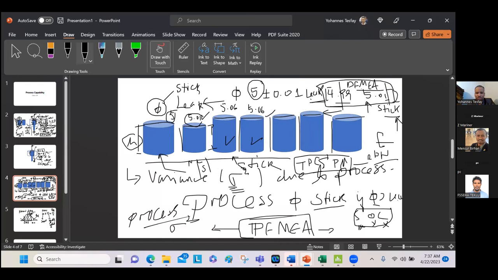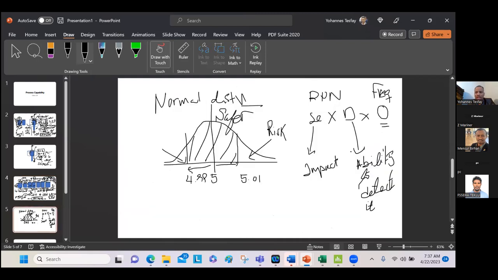You see, either I'm going to use a caliper or a micrometer. So do I have that detection feasibility?